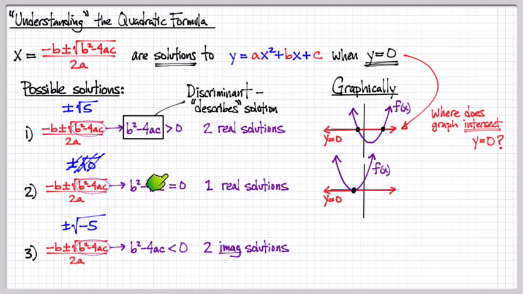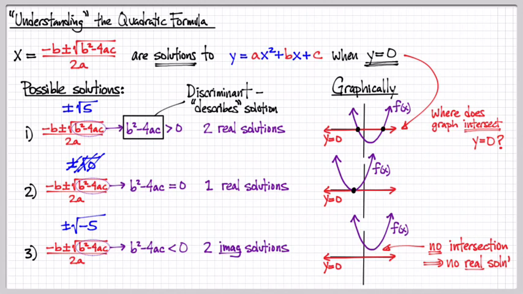Now, in the case where the discriminant is 0, I have one real solution, and graphically we have the parabola, which is this graph here, but it just touches exactly the vertex, touches the x-axis. So I have only one point where the y value is 0. So I have only one solution to this being equal to 0.